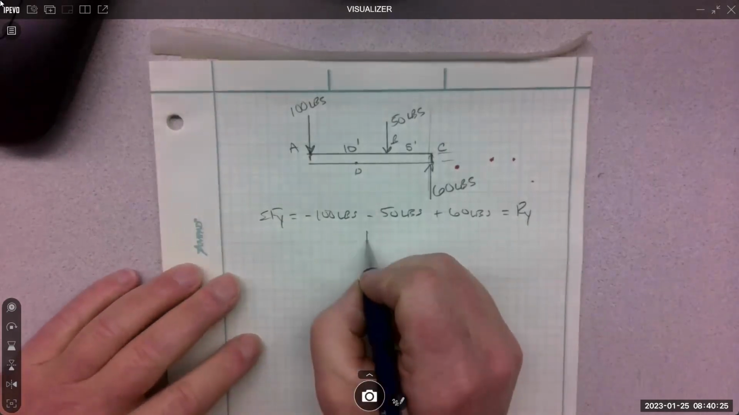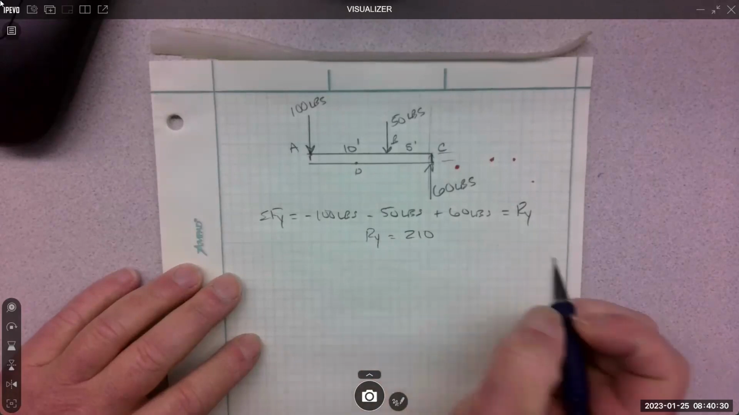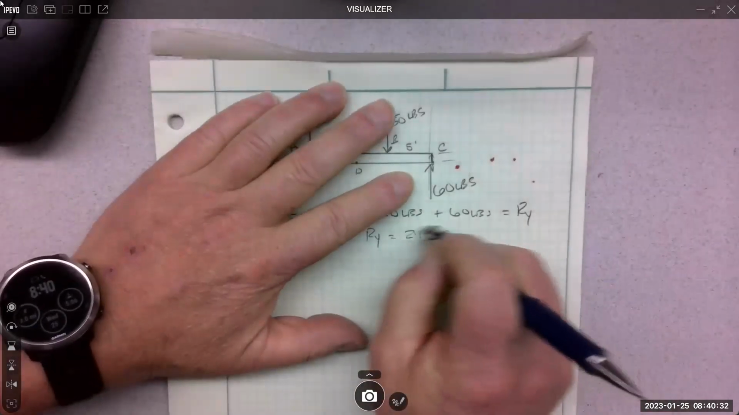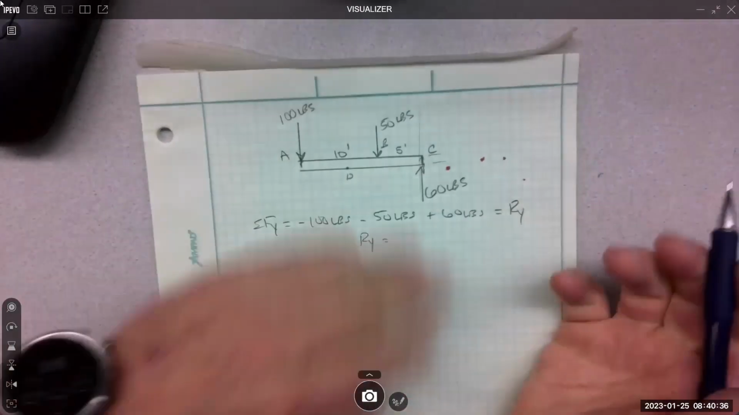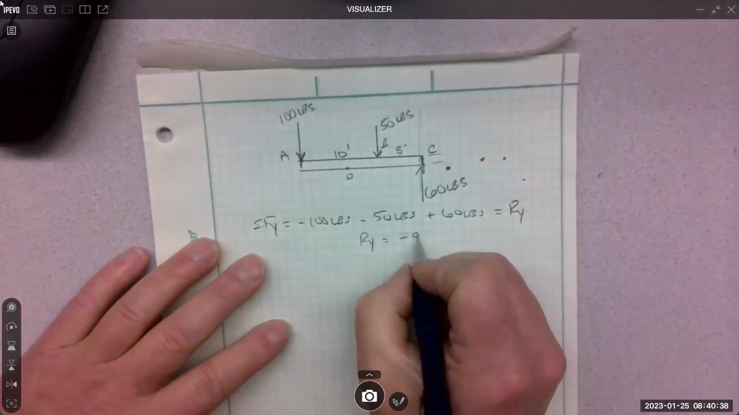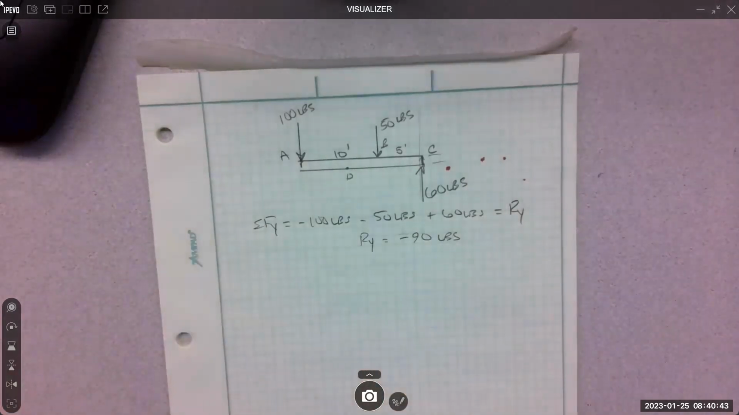So what's RY equal to? Anyone got that number? Oh yeah, I just added them all up, didn't I? That's why we work in teams right there. Anyone else get -90? Somebody else got -90, I'm sure. All right.